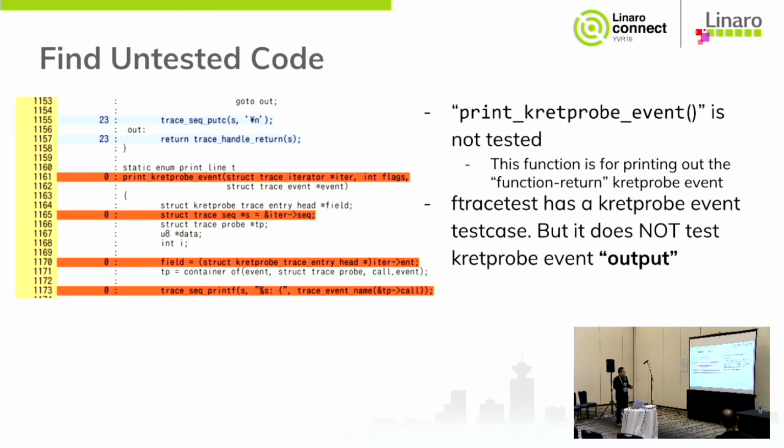So I clicked on one of these files and found this one. For example, this function, print kprobe event, is not covered and not tested. This one is actually printing the trace output. After tracing the data into memory, it is not formatted, so when the user reads the trace file, it reads from memory and formats it for output. This is the output function. Ftracetest has a kprobe test, so the kprobe is tested, but it seems it does not test the kprobe event output.